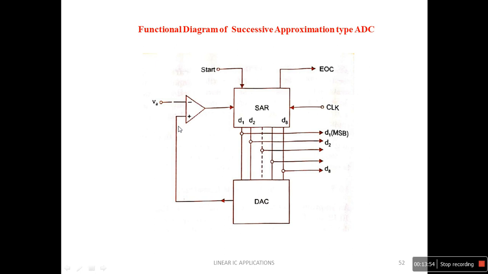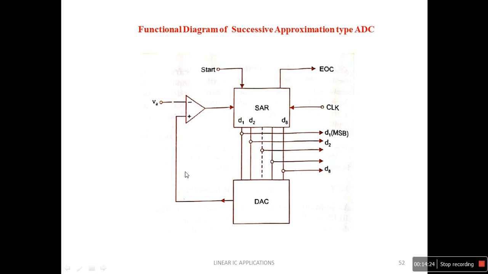Therefore, what happened? VA is greater than VD. It sets the next bit. It keeps the previous bit the same. That is 0, 1, same. The next bit D3 will be set. That means 0, 1, 1. Then it converts into analog. 0, 1, 1 is 3. So that will lock this one. The latch will take 0, 1, 1 as the output. So the 3 is converted into 0, 1, 1.